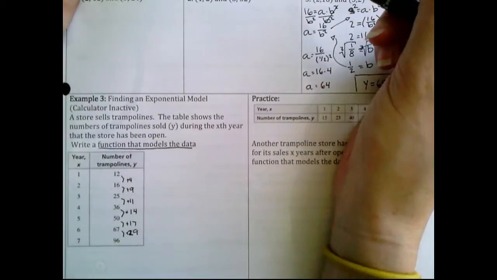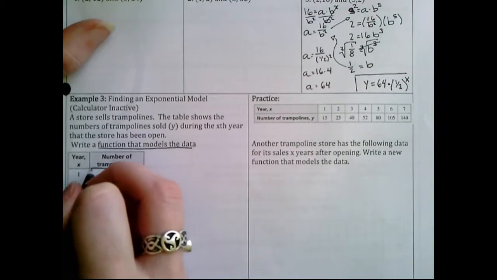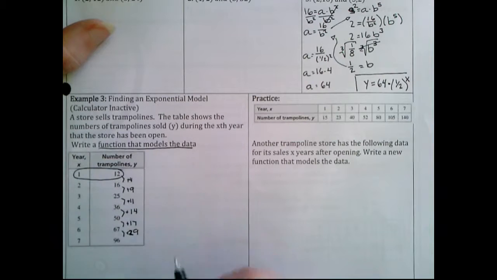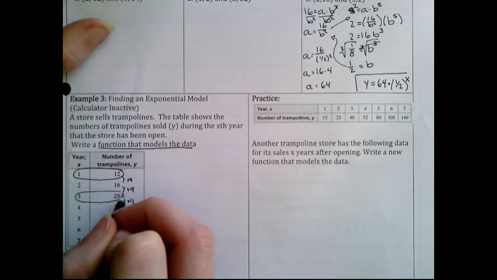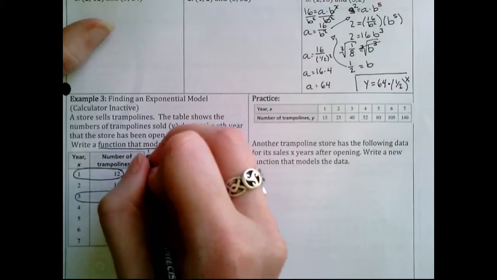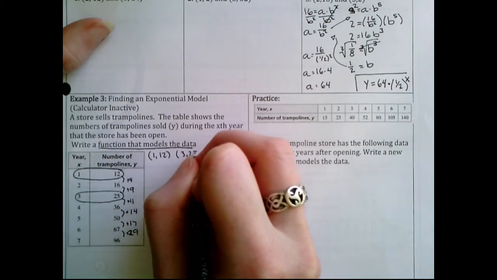We're just going to follow the same steps as above. We're going to pick 2 points this time though. I always like using 1, so 1 and 12 from there. You could pick any other point, it doesn't really matter. To keep my numbers kind of nice, I'm going to do 3 and 25 here. So now I have 2 points: 1, 12 and 3, 25.